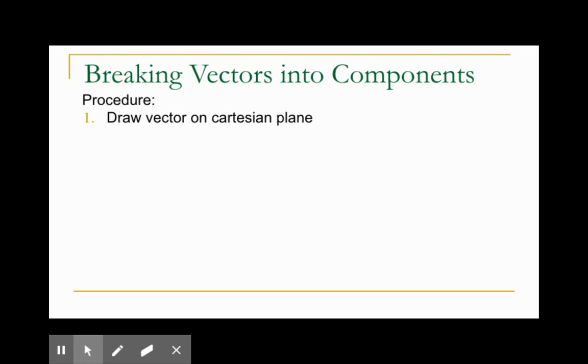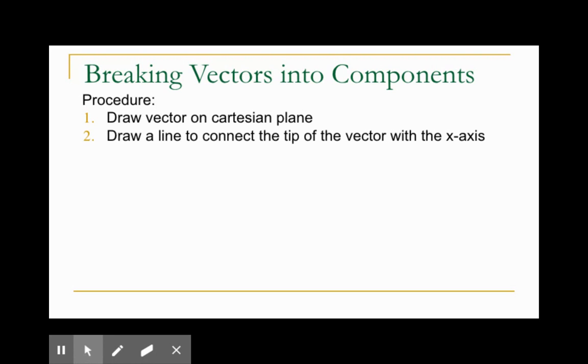So we figured out what quadrant it's in and we've drawn it. Our next step is we want to create a right triangle. That's always our goal. So we're going to take the tip of our vector and connect it to the x-axis. Okay, we can see that triangle. We're then going to label our x and our y components.